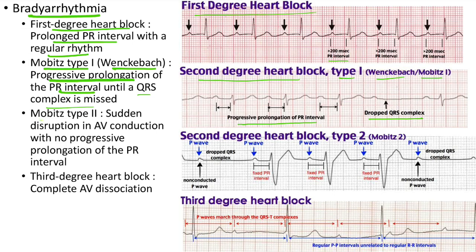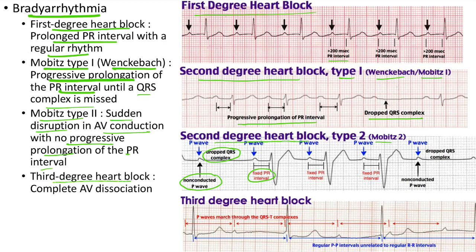Now let us see about Mobitz type 2 heart block. In this case, there is sudden disruption in AV conduction with no progressive prolongation of the PR interval. This picture shows second degree heart block type 2 or Mobitz type 2 heart block. There is sudden disruption in AV conduction as indicated by a non-conducted P wave and a dropped QRS complex, and there are fixed PR intervals.